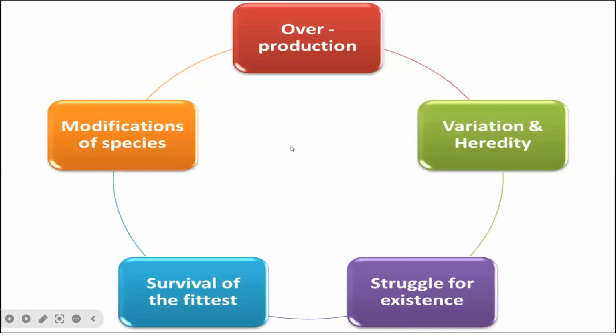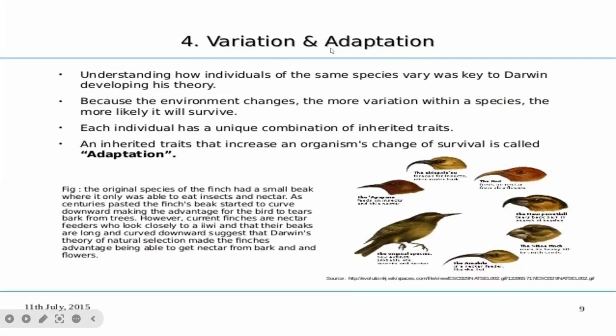Now, let us see everything in detail. So, this is overproduction, modification, survival of the fittest, struggle for existence and variation. Now, let us go in detail. So, variation and adaptation.